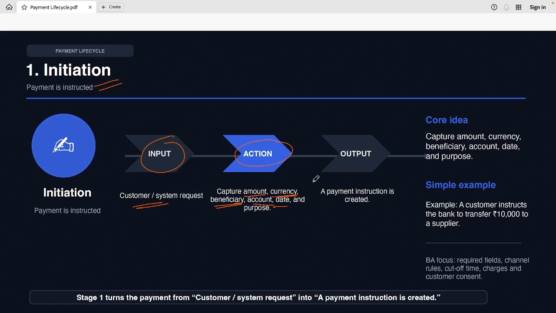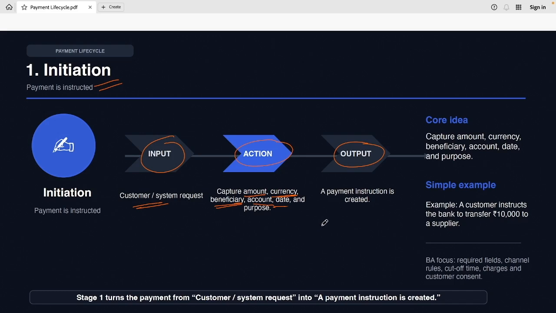And the output is a properly created payment instruction. A payment instruction is nothing but the bank's structured record of what the customer has requested. So at this stage, the bank has not necessarily approved or sent the payment. It has only captured the instruction from the customer.